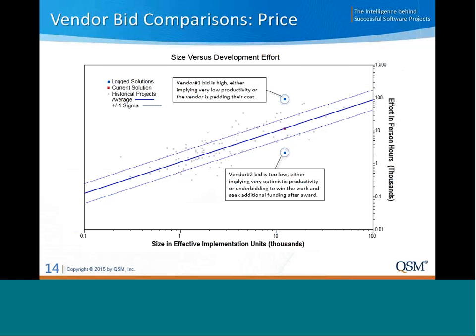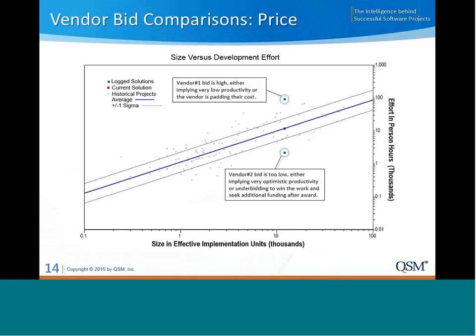So here on this next slide is an example reconstruction of two vendor bids. Here we're comparing them versus an independent estimate, which is the red square you see there against the blue trend line. The blue trend line represents an industry trend line for this type of software, and the gray dots represent historical projects within the client environment. And here we're comparing the size of the functionality versus effort and cost.